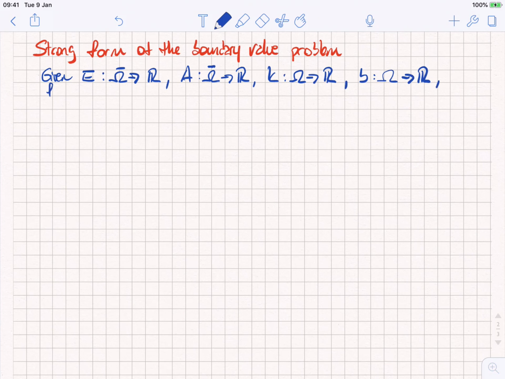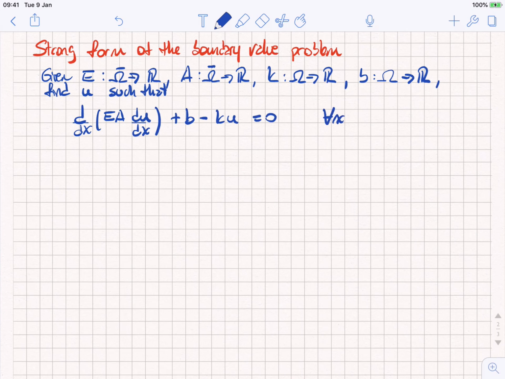Then, given all of these quantities, find u such that my equilibrium equation holds. And it has to hold for all x in omega. But as I said, just the equation is not enough. So we need boundary conditions.